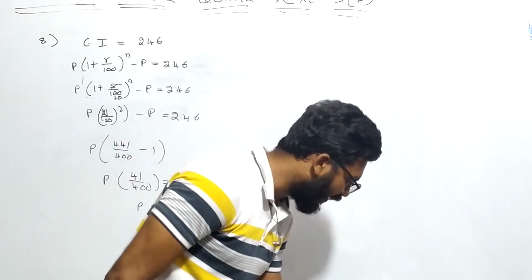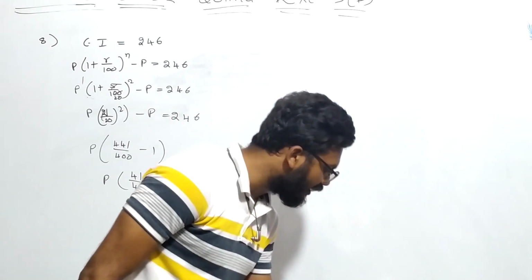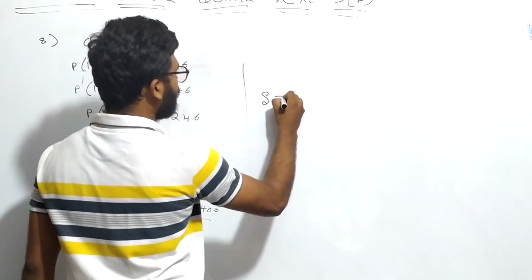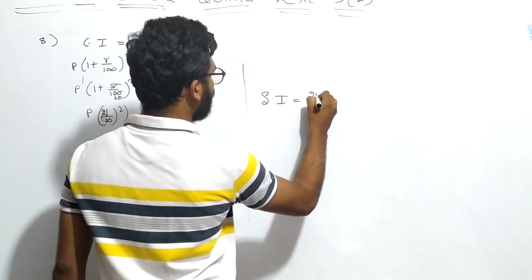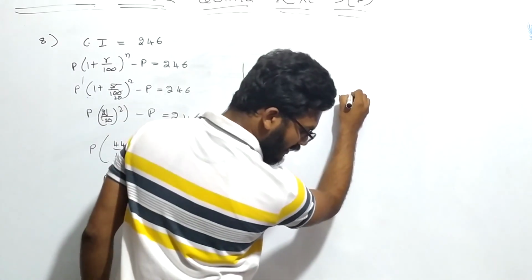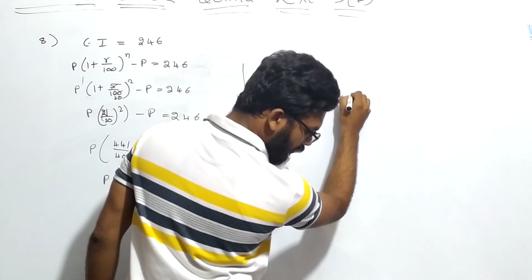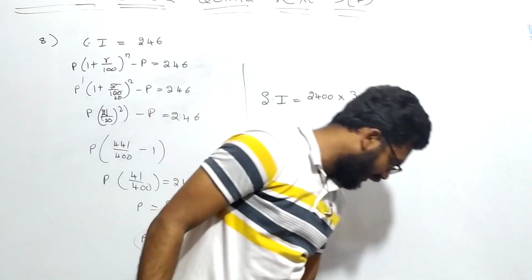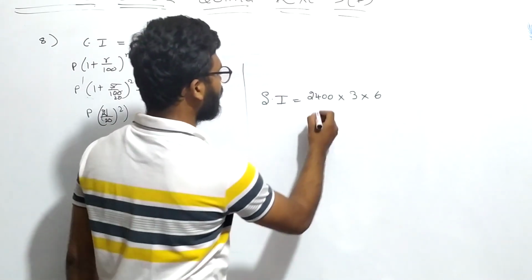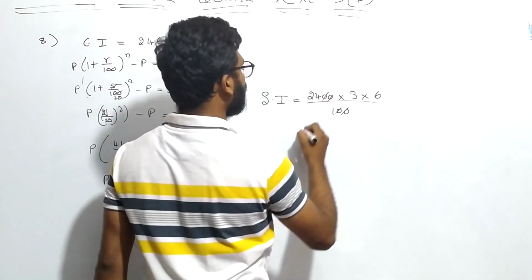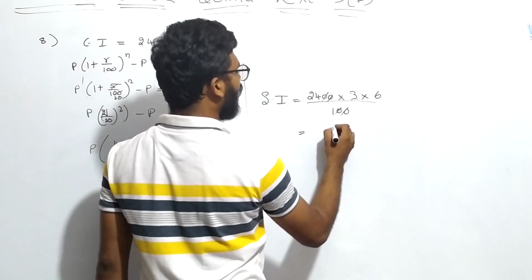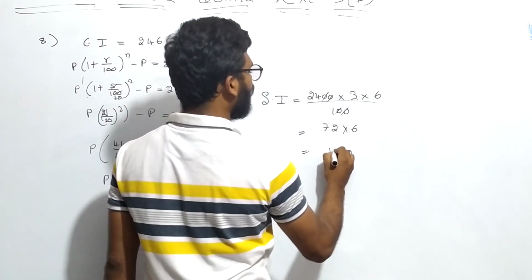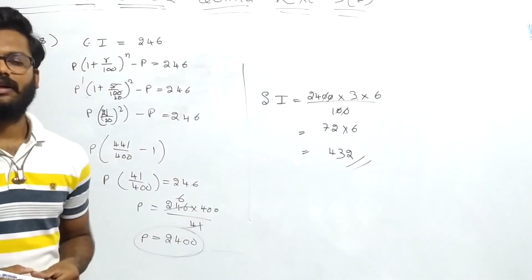And what are they asking us to find? Calculate simple interest on the same sum for 3 years at 6% per annum. Therefore, simple interest is equal to PTR by 100. So 2400 into 3 years at 6% per annum, divided by 100. So 0 0, 3 4 ja 12. It is 72 into 6. So 6 2 ja 12, 6 7 ja 42. It is 432 rupees.